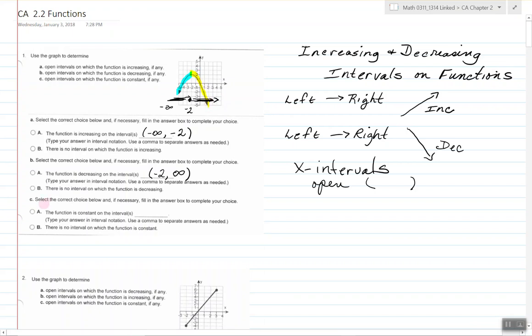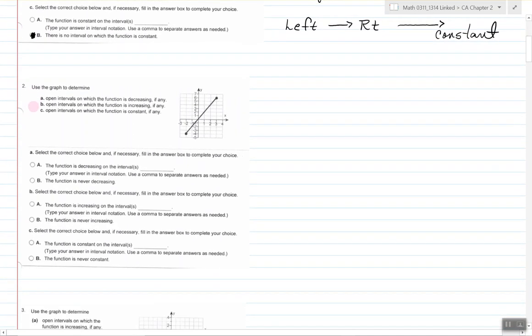The next part says, was it constant? Now, I didn't talk about it up here, but if we go left to right and it stays level, then it is constant. And this function is never constant. So that would be choice B. Let's look at the next one.